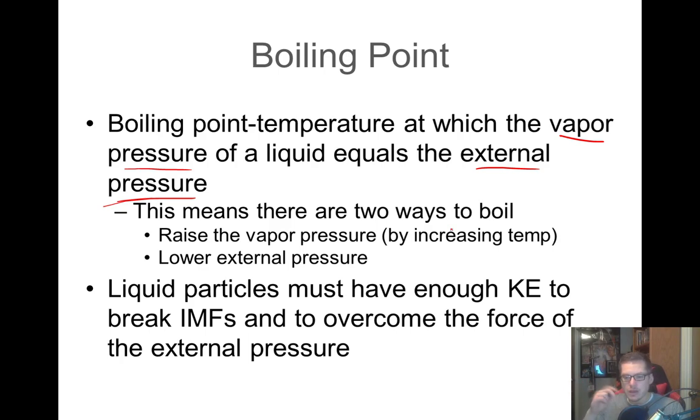The other way we can make things boil is by lowering the external pressure. So if we lower the external pressure enough, that means it's not pushing down as hard on top of that solution. And so the vapor pressure does not have to be as high in order to get it to boil. But essentially what this means is your liquid particles have to have enough kinetic energy to break the intermolecular forces and then overcome the force of the external pressure.